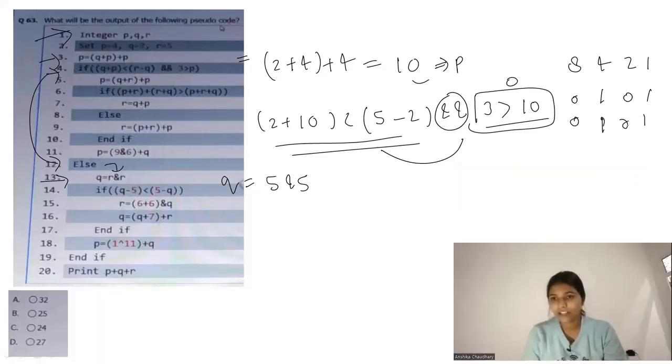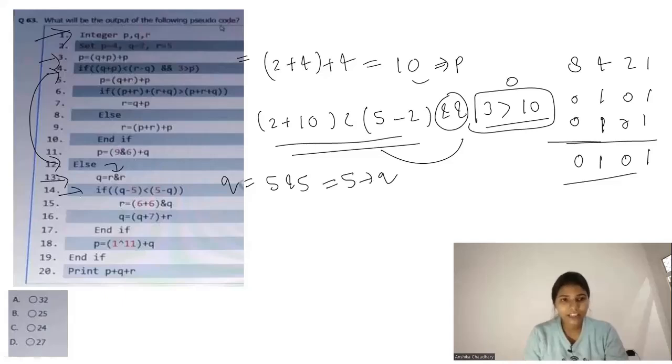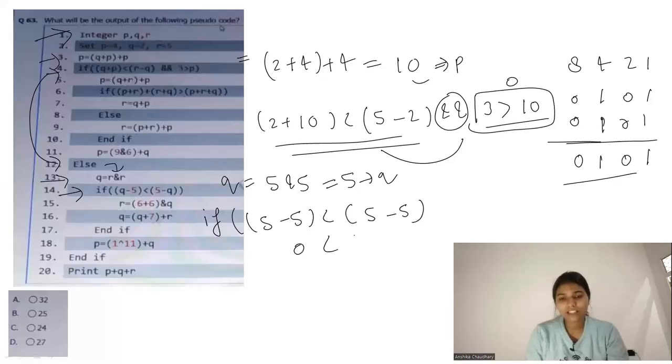So how does AND work? Only if both the values are 1 and 1 is the result true, and in all the other cases it is false. So 1 and 1 is 1, 0 and 0 is 0, 1 and 1 is 1. It will again become 5 only, so the q value will become 5. Now here again there is a condition we need to check: q minus 5, so 5 minus 5, is less than 5 minus q. The q value is 5, so 5 minus 5 becomes 0, is less than 0. So 0 is less than 0, and the condition is again false.